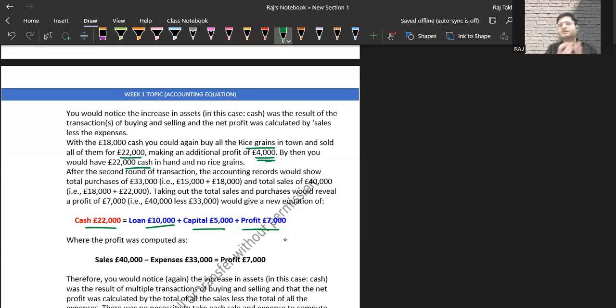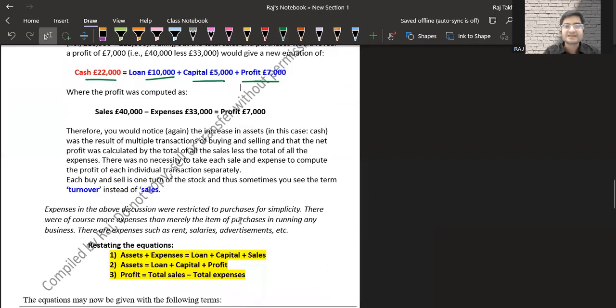Whenever the business enters into various different kinds of transactions, the accounting equation will change as per the transactions. If something is increased, another thing will be decreased, or there might be instances where two things will increase at the same time, and there might also be instances where two things will decrease at the same time. Is it clear?